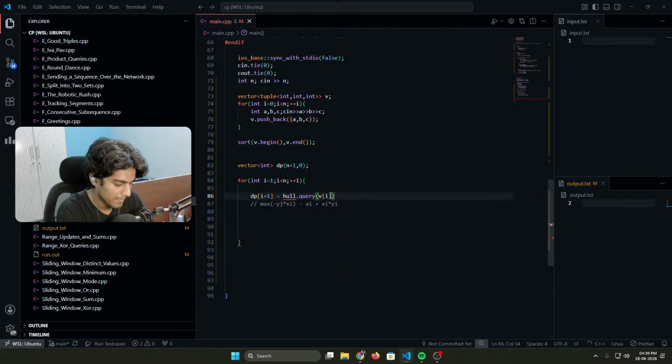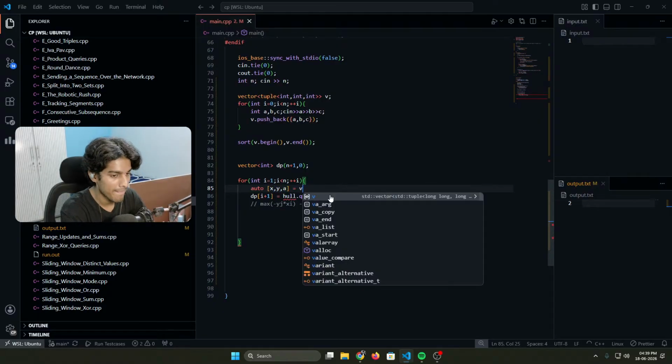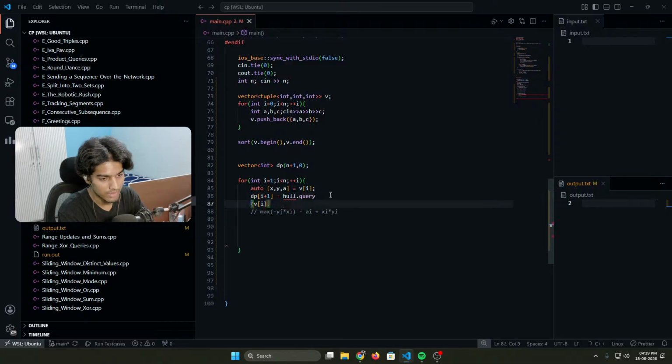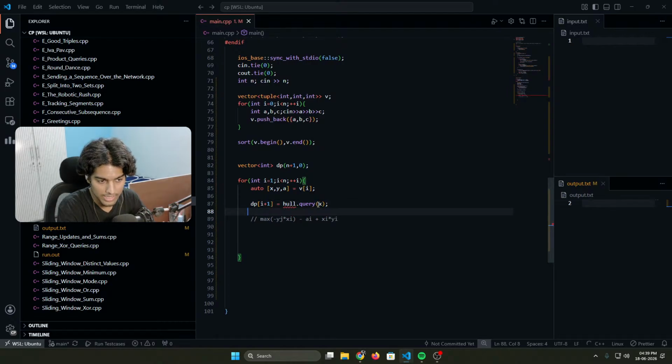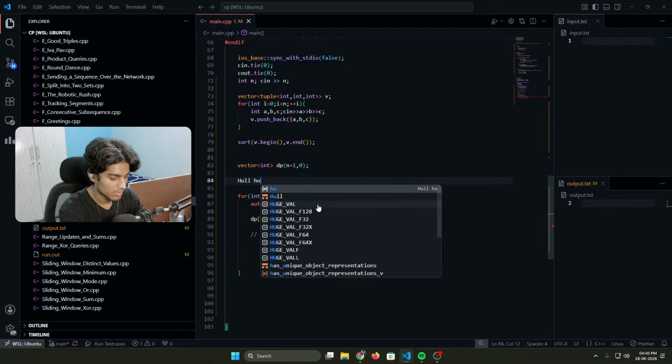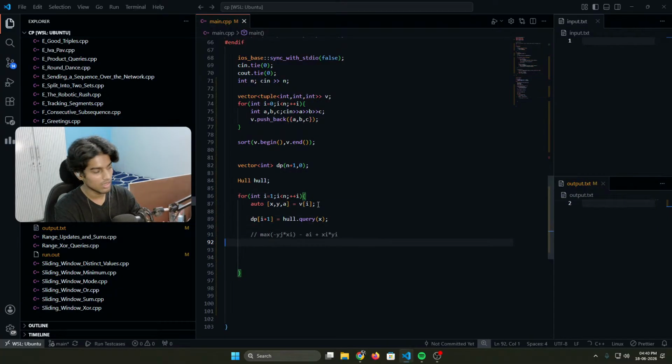V of I. I can't access elements like that. Is that a tuple? Is there an easy way? I can do like X by and A maybe. So that is V of I. Now I can do this simply. So we are going to query on X. After this query, we can also remove it.